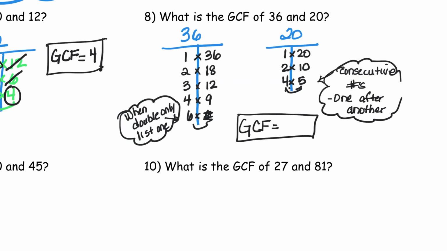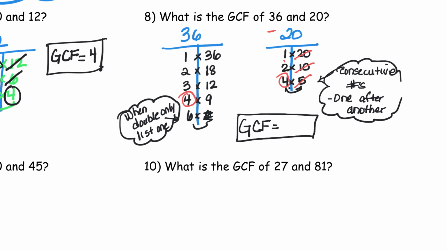Okay, for number 8, we have the GCF of 20 and 36. We're going to start with the smaller number and check your list to see if the numbers are in each of the factor lists. So start with 20. Is 20 in both of them? The answer is no. Is 10 in both? No. Is 5 in both? No. Is 4 in both? Yes. And you have to be very careful and make sure you're looking at both of the lists.